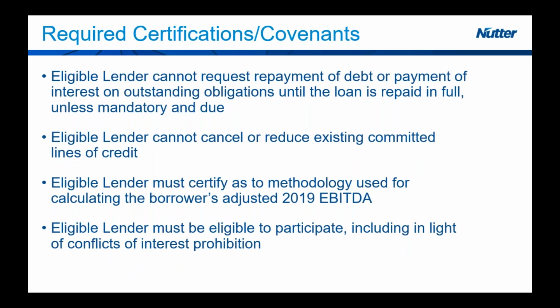The term sheets for each facility lay out some of the required certifications and lender covenants, some of which mirror the borrower covenants that Josh just covered earlier in the presentation. In each facility, the lender cannot request repayment of debt or payment of interest on outstanding obligations until the loan is repaid in full, unless such payments are mandatory and due. Lenders cannot cancel or reduce any existing committed lines of credit with the borrower. Lenders must certify as to the methodology the lender used to calculate the borrower's adjusted 2019 EBITDA in making a maximum loan determination, as Josh discussed. Finally, lenders must be eligible to participate in the facility under the CARES Act, including in light of things like conflicts of interest.